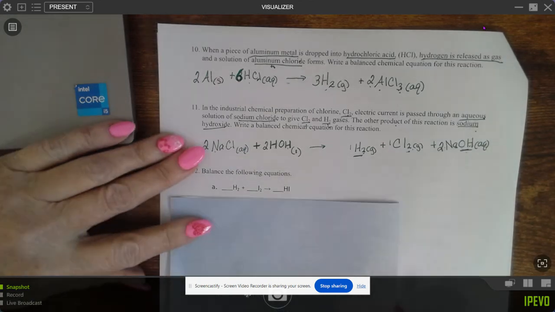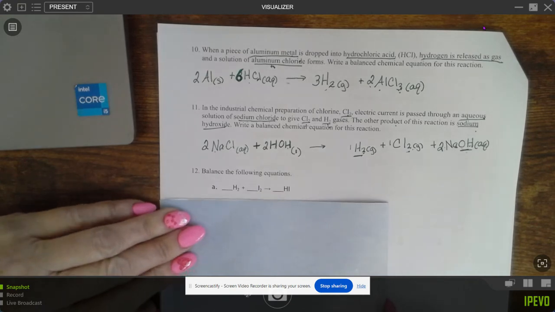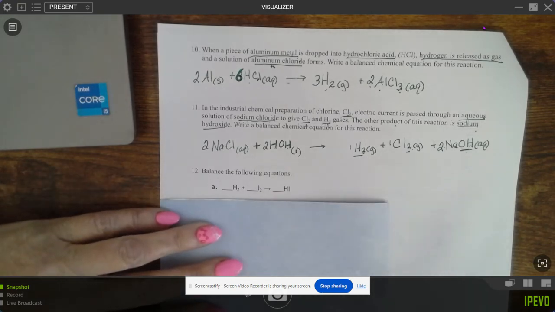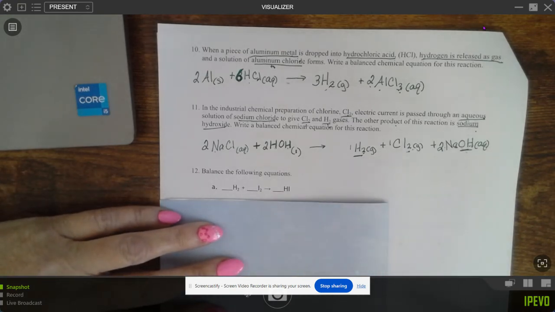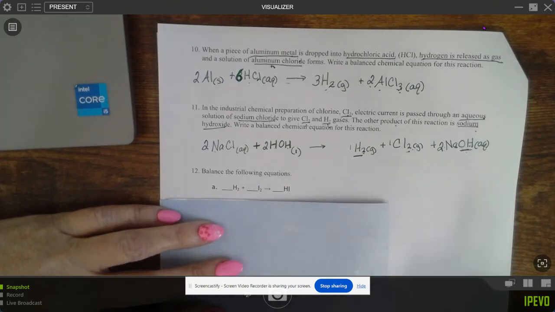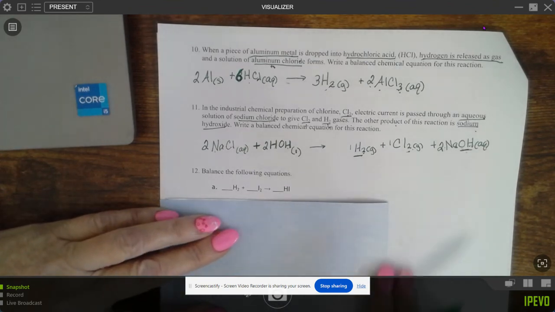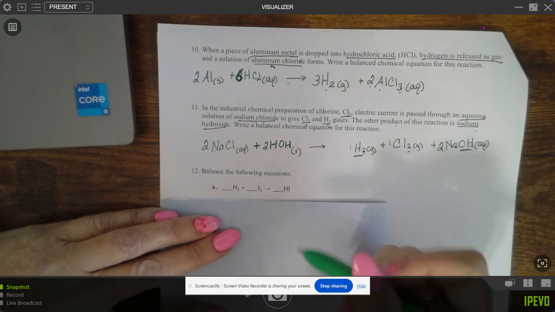So I'm going to go through some of these. I know by now some of you can probably look at this and balance it, but I want to give you the visual way of looking at this.